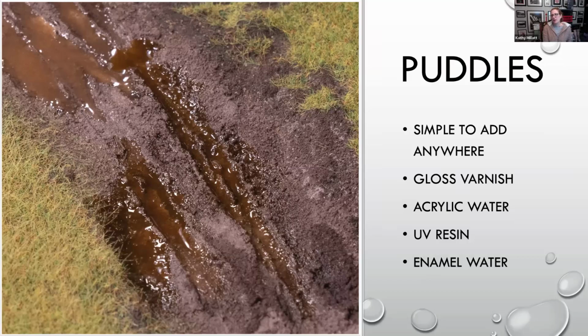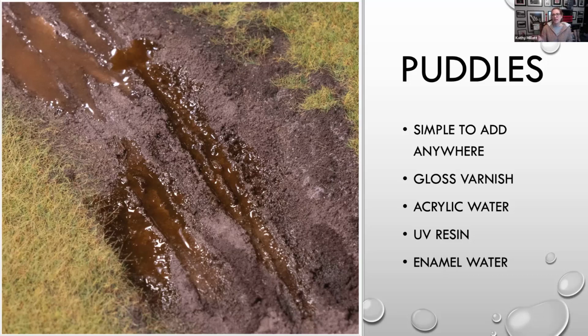If you're doing a thin, small puddle, you can just use a gloss varnish. And for this, I recommend Tamiya Clear. It's an acrylic varnish, but it's very thick. Most acrylic varnishes are very thin and they don't have any body. But because the Tamiya has got a little bit more thickness to it, it works really well.